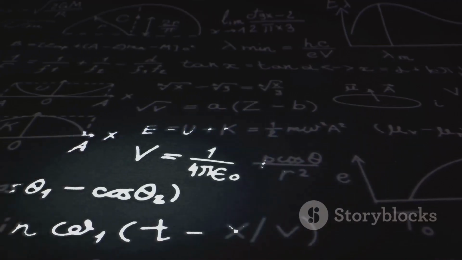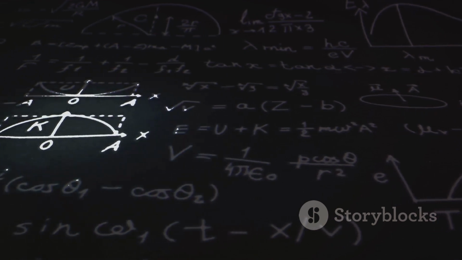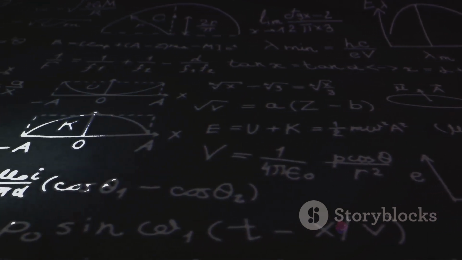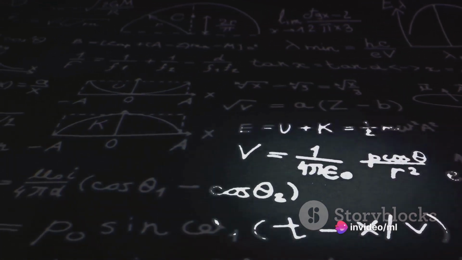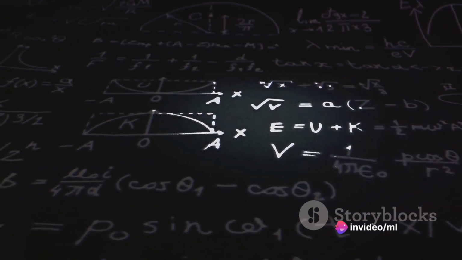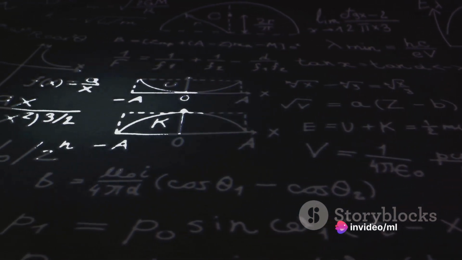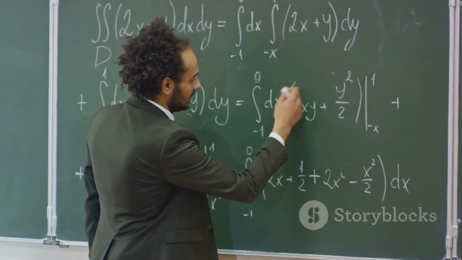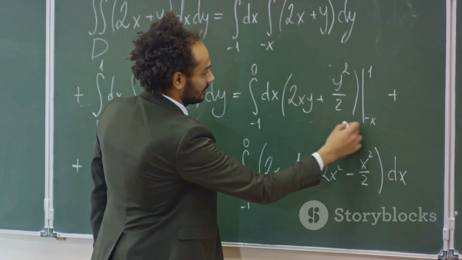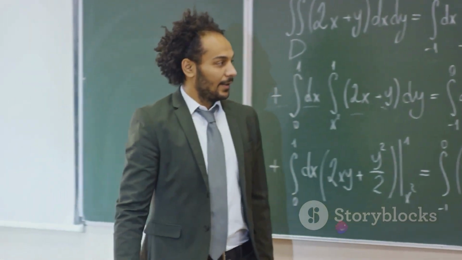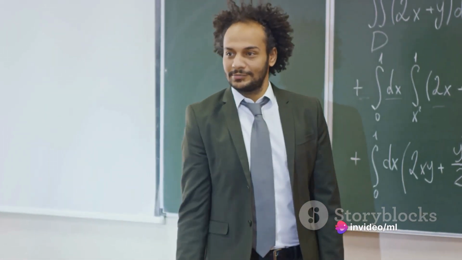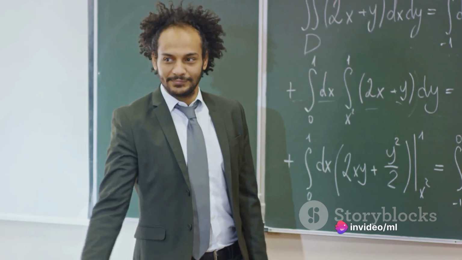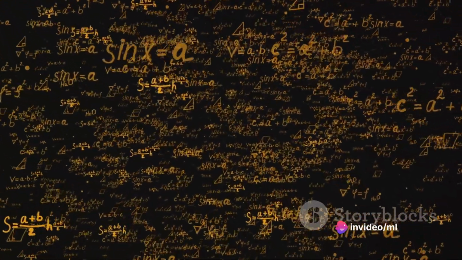Now, these two variables we're talking about have special names. We call them the independent variable and the dependent variable. The independent variable is the one we control or manipulate. It's the cause in our cause and effect relationship. The dependent variable, on the other hand, is what we measure or observe. It's the effect that changes based on the independent variable. Still following along? Great.